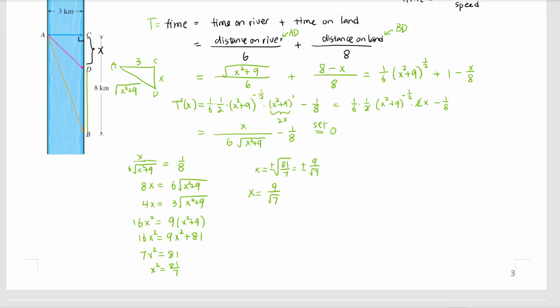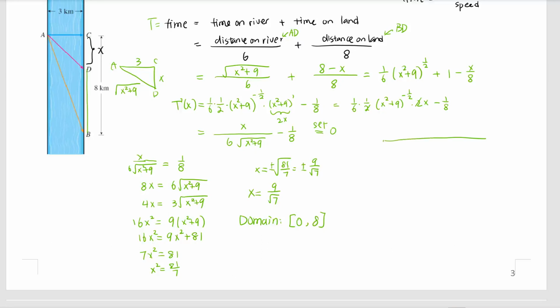Okay. All right. So the domain is how small can x be? 0, right? So 0 means you just go across and then go this way. Okay? So how big can x be? I would say 8 is like here. You just go straight on the river, through the river. So that is our domain.